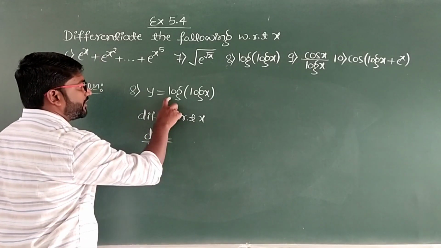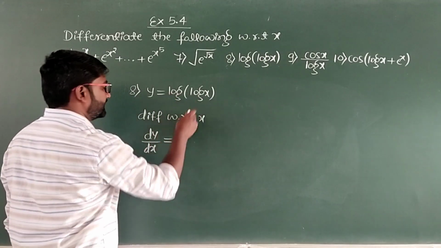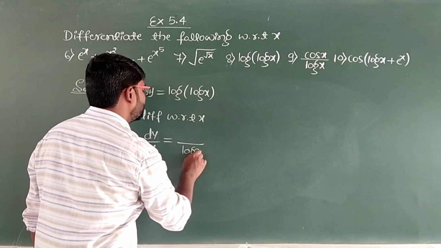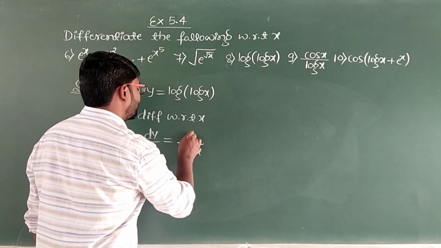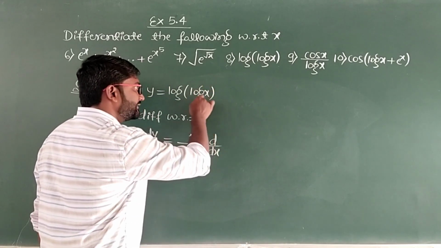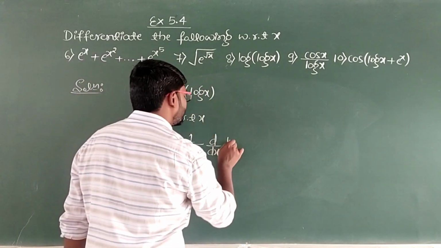So, derivative of log x, it is in the form of log x, so it will be 1 by x. Here x means it is log x, so 1 divided by log x, then into d by dx of this inside function, it is log x.